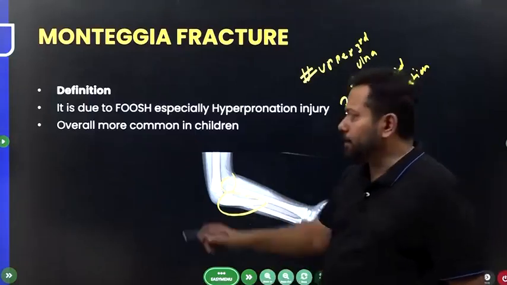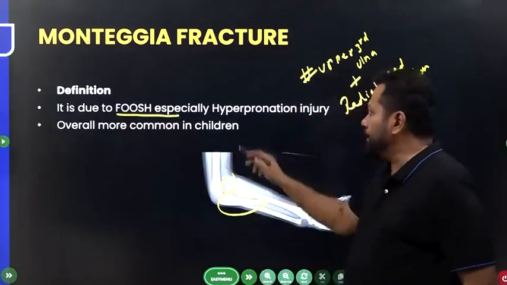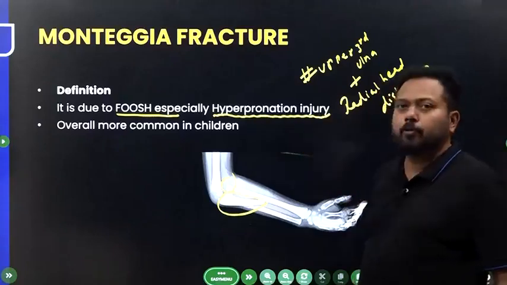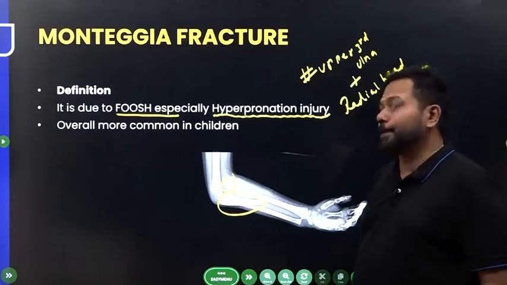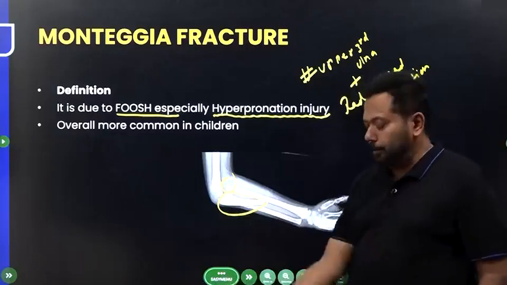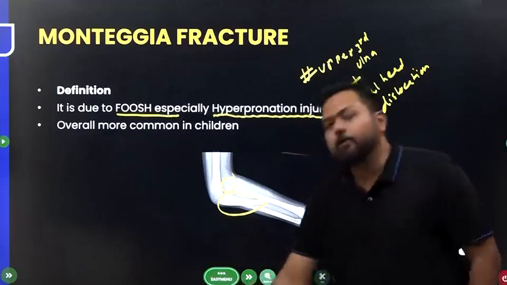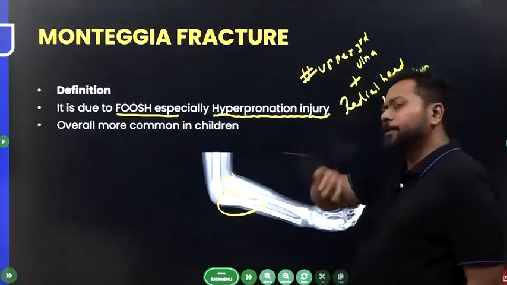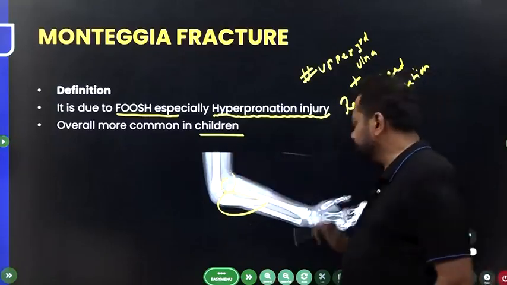The most common mechanism is fall on outstretched hand, especially in hyperpronation injury. This is what they will ask in exam. Monteggia's fracture is due to hyperextension, hyperpronation, hypersupination, hypopronation, something like that. So it's a hyperpronation type of fall on outstretched hand. So this is supination, this is pronation, hyperpronation, fall on outstretched hand. Most common mechanism. Monteggia fracture, when compared with adults, is more common in children.